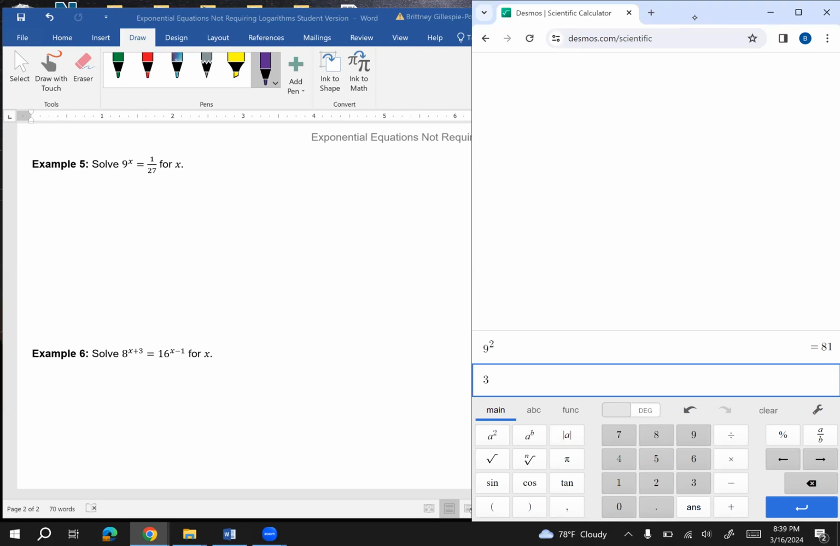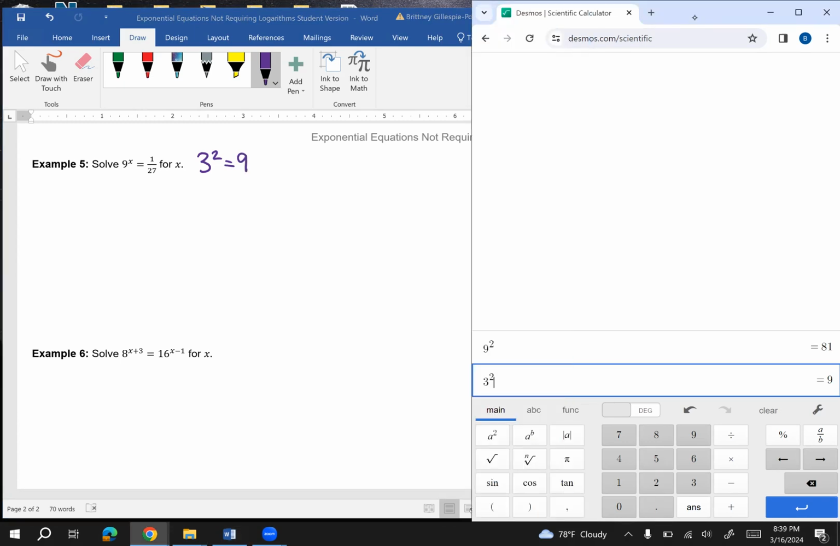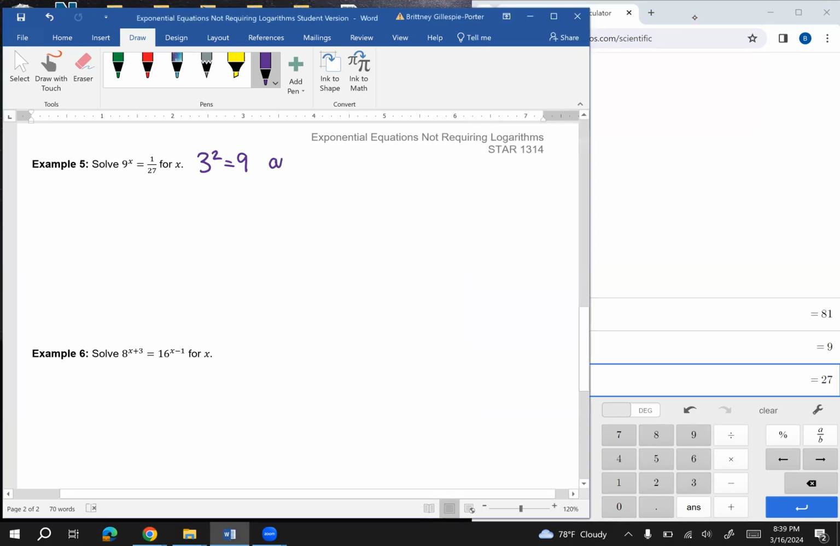3 to the first is 3. 3 squared gets us 9. So we're getting somewhere. So 3 squared is 9. Now let's go back and try to rewrite 27 as 3 to a power. We just did 3 squared, so let's try 3 cubed. 3 cubed gets us 27.